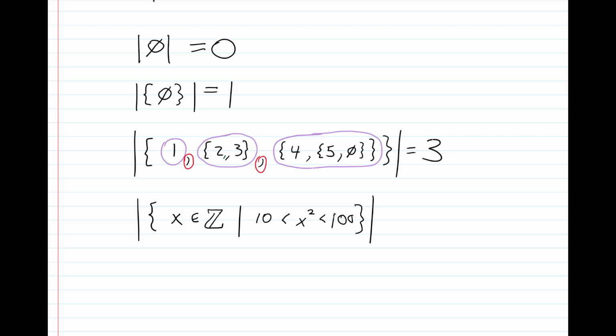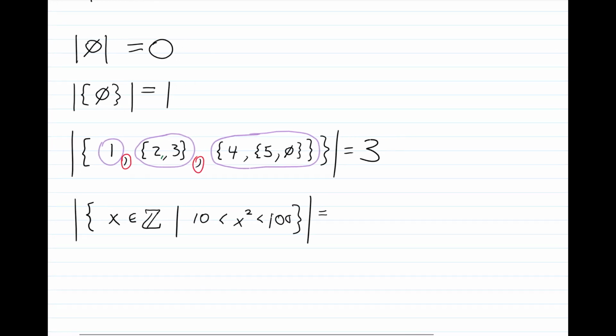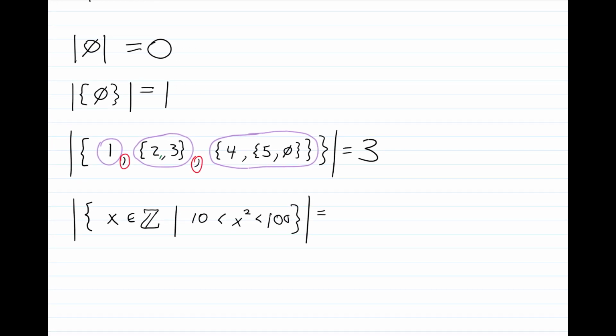Okay, so I'll give you some advice. How about if we just rewrite that set by listing the elements? Because I don't think there's going to be all that many. So that set would really just be what? Let's see. 2 squared is 4, so that's not going to be in there. 3 squared is 9, so that's not going to be in there. 4 squared is 16, that'll be in there. 5 squared is 25, that's between 10 and 100.